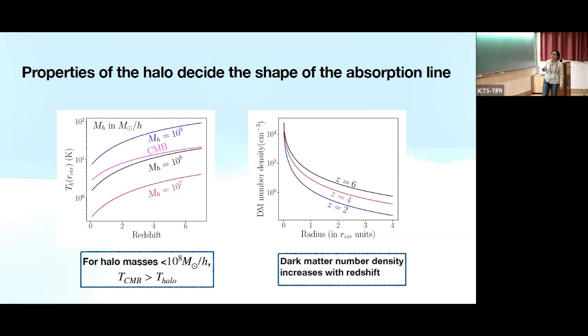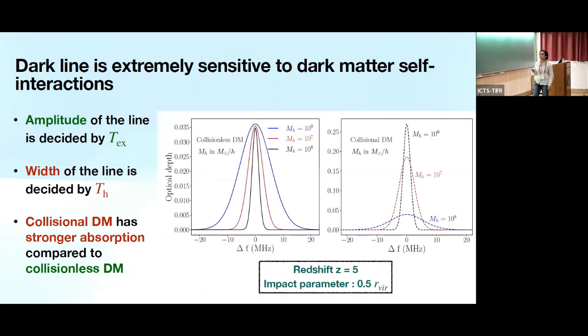Here I've plotted the temperature of halos of different masses, comparing it with the CMB. If the halo mass is below 10^8, then the CMB temperature is above the halo temperature. And the number density of dark matter for a given halo mass increases with redshift. So that has signatures in the absorption lines. This is the absorption line for a given halo of different masses at redshift 5, intersected at 0.5 R virial. Just to remind, this is an absorption line with some amplitude and a width. The amplitude is decided by the excitation temperature, the ratio of particles in the ground state or excited state, and the width is decided by the temperature of the halo.